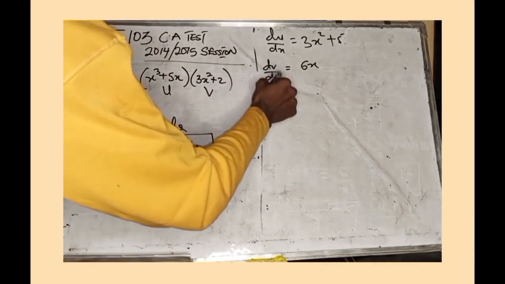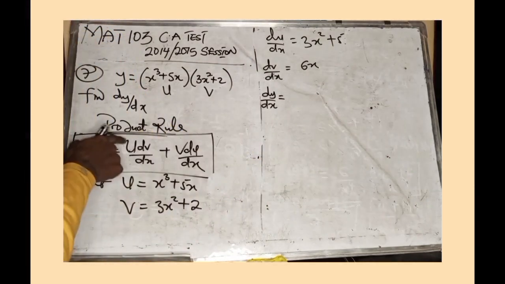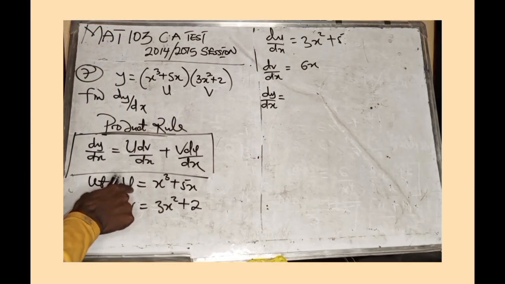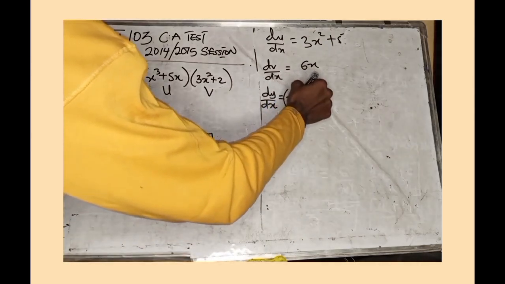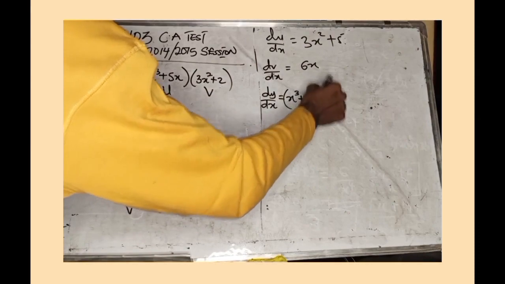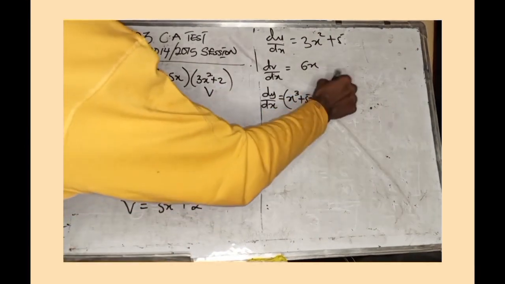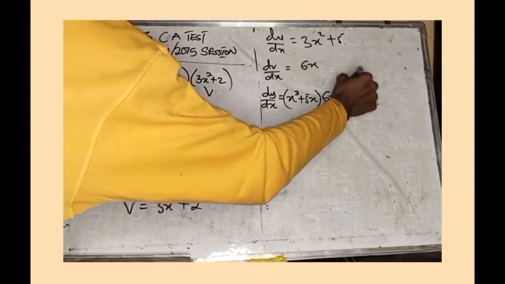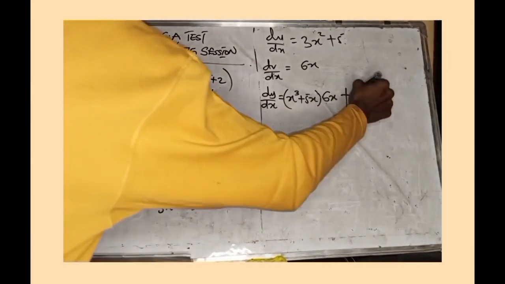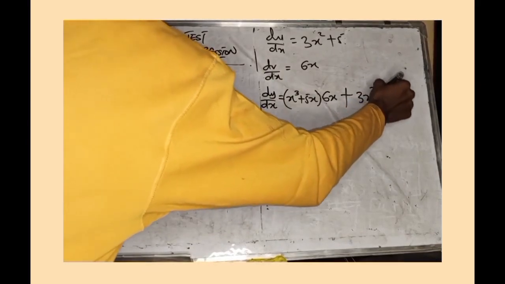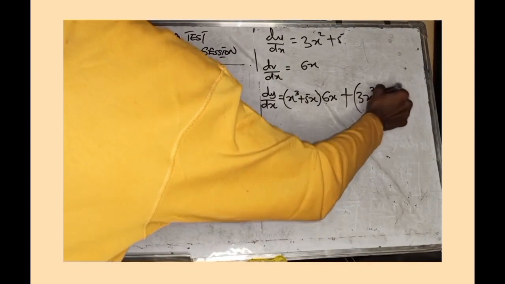By the formula, dy/dx here is equal to my u here. This is my u, okay? My u is x cubed plus 5x. Now dv/dx is 6x, then plus my v is 3x squared plus 2.